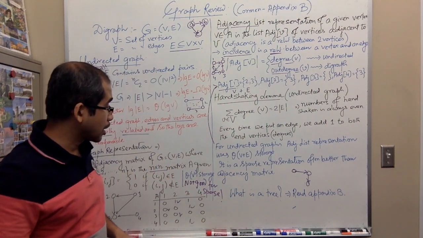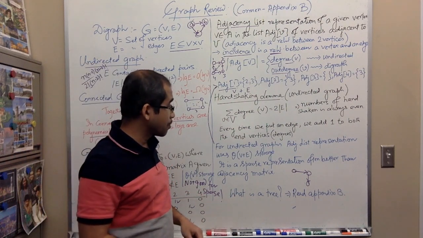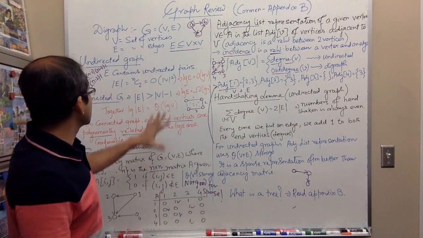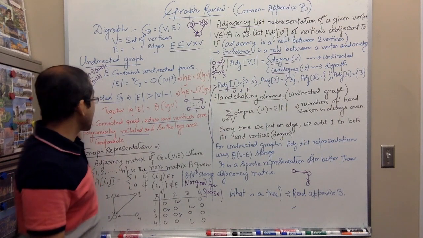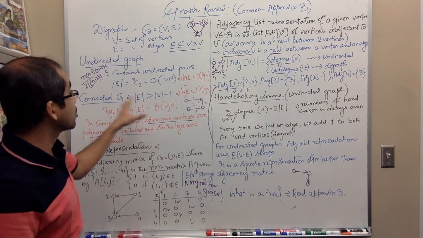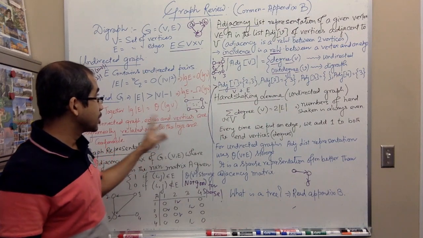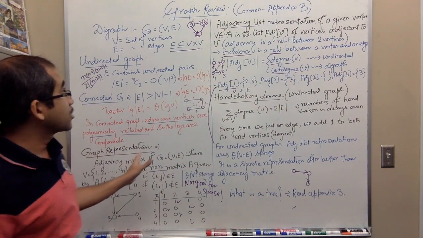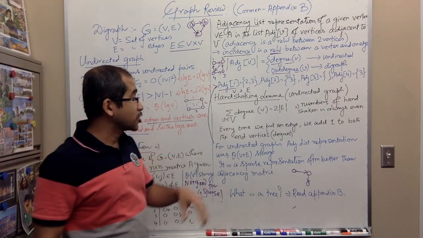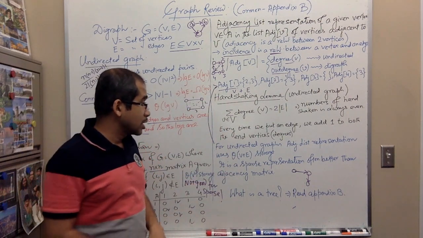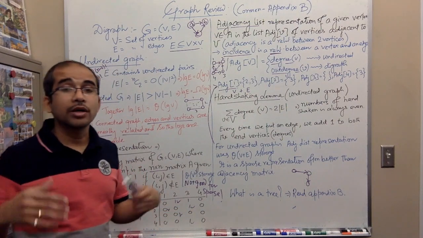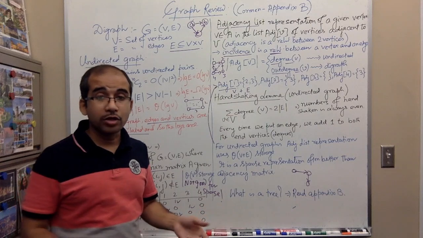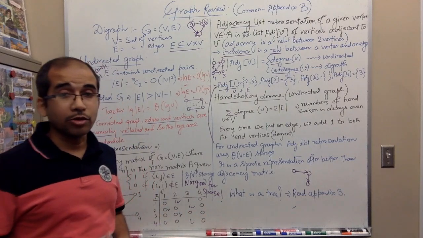What are simple trees? These are also important. Please read appendix B and try to understand more about digraphs, undirected graphs, connected graphs, the polynomial connectivity between the edge and vertex sets, the representation of graphs using adjacency matrix and adjacency list, the handshaking lemma, as well as trees. This will prepare you for the next few topics, which will be about graph algorithms, and you'll feel more comfortable about that. Thank you.